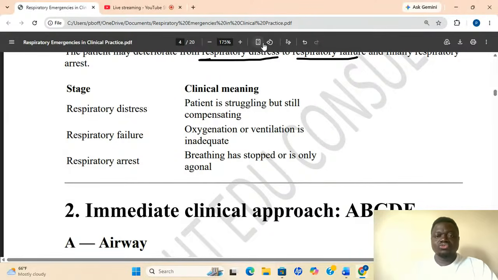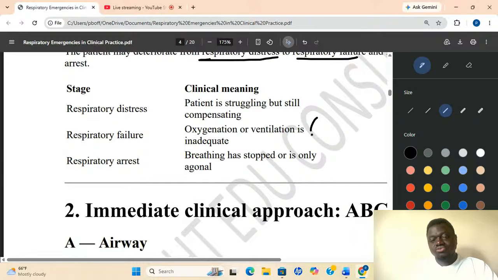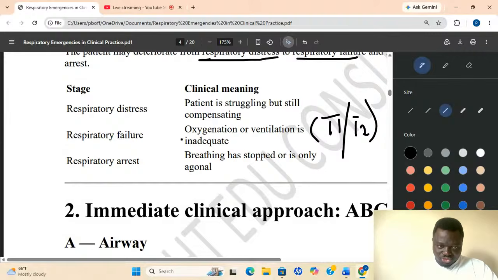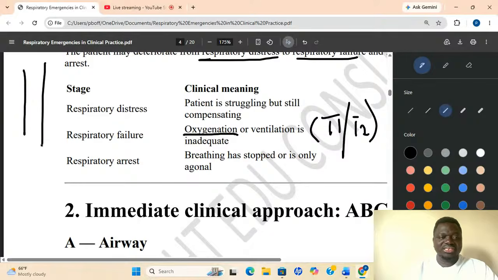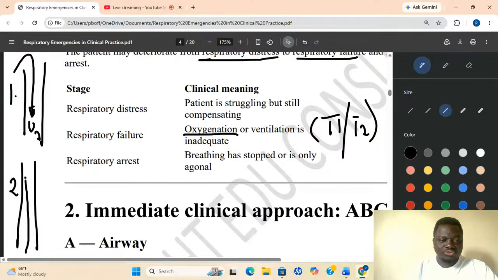Respiratory failure. In school, we were taught that we have type 1 and type 2. In respiratory failure, we are looking at oxygenation, sending air down. When O2 is going down, that is what we call type 1. And the type 2 is ventilation, taking CO2 out. Somebody has a problem with what?